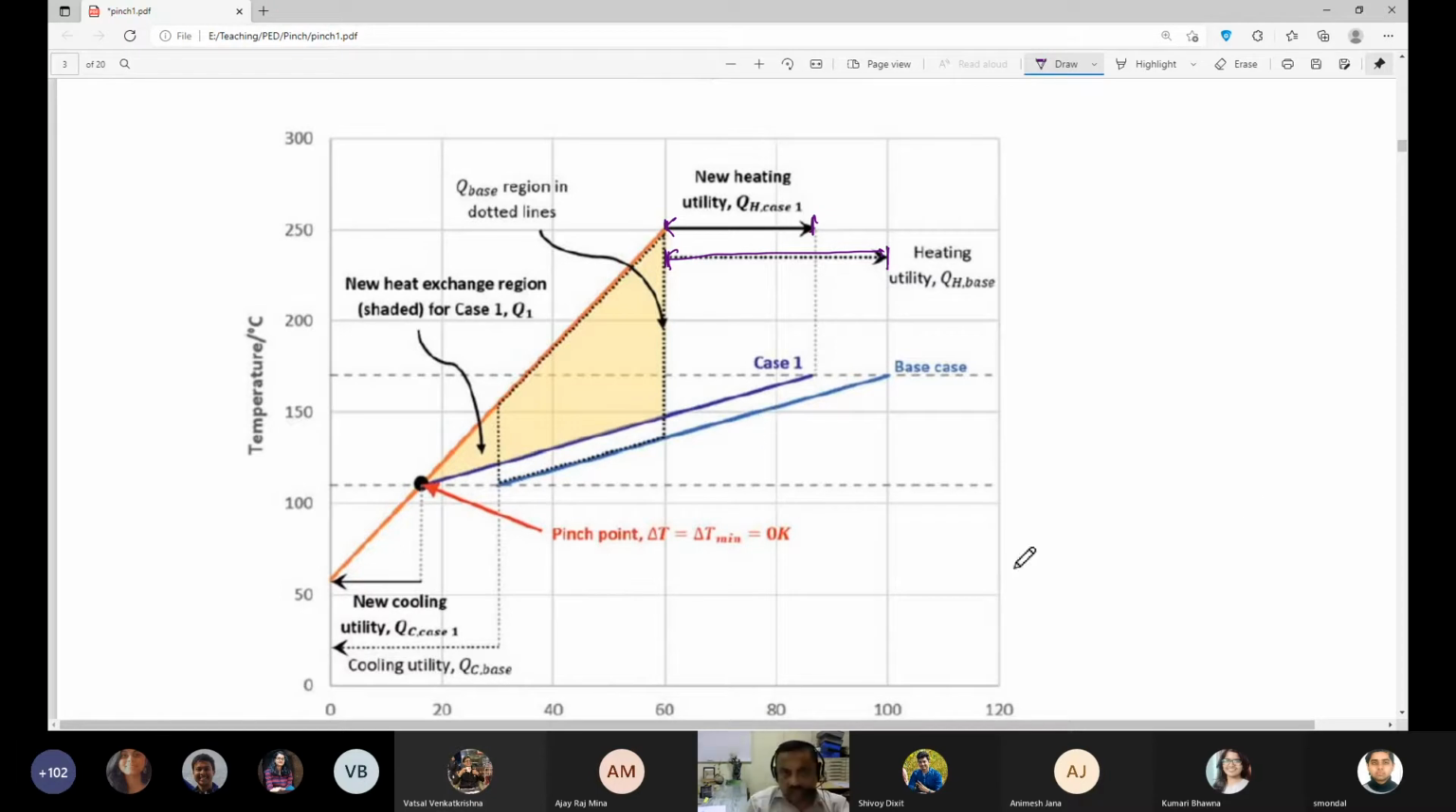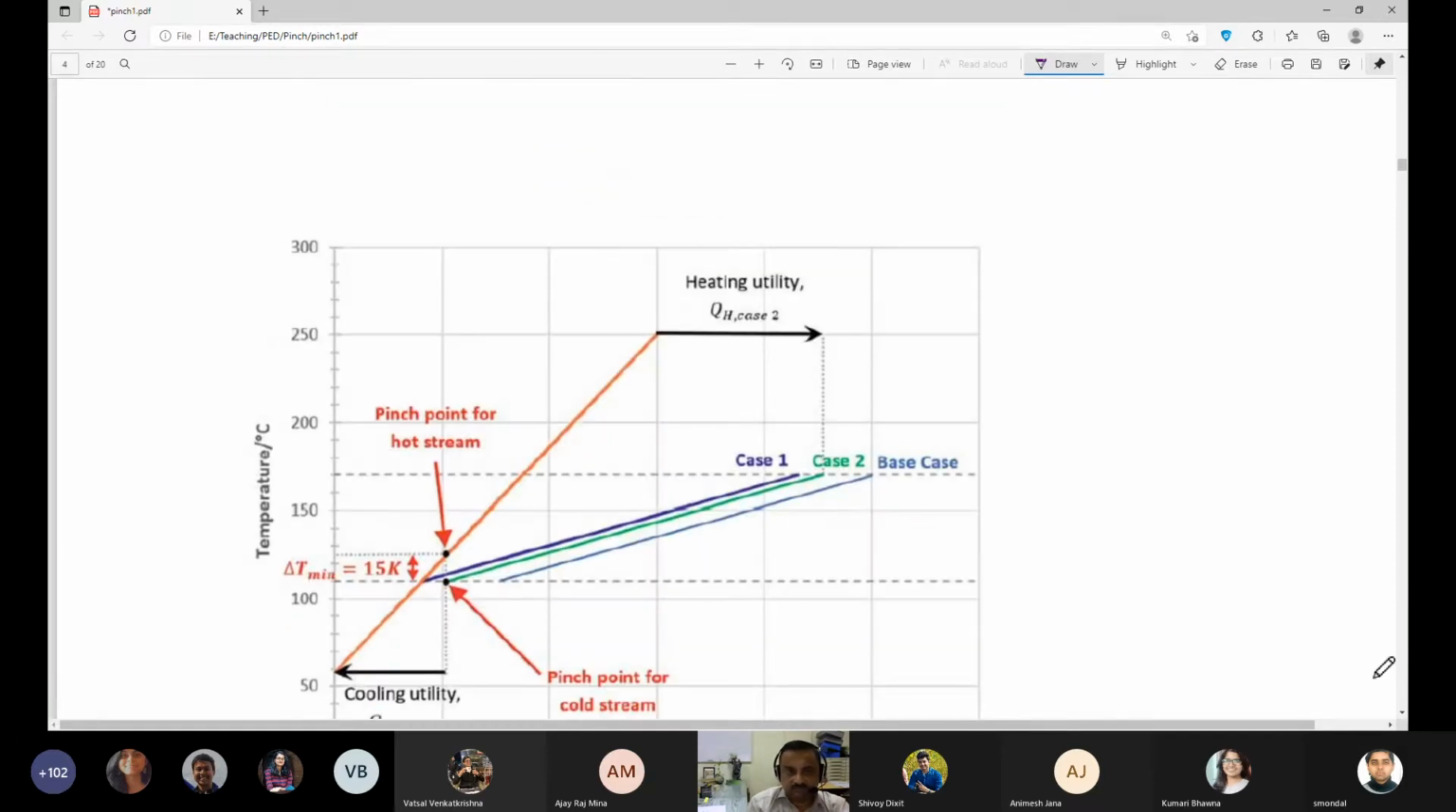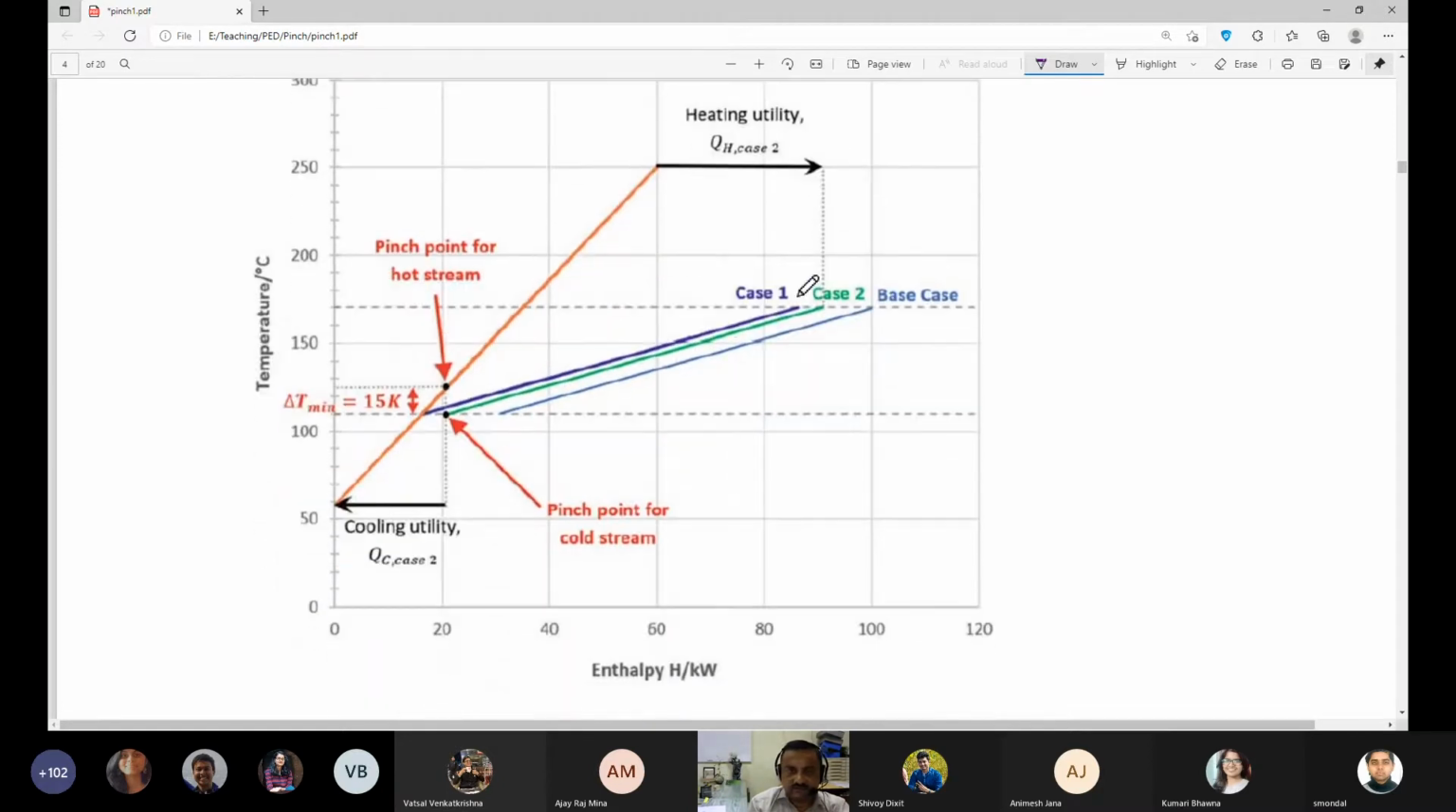Now this is the pinch point, because here this is the limit. You cannot go beyond this, because always the hot stream has to be hotter than the cold stream, right? So you cannot shift it beyond this location. So now you can work with somewhere in between. Case 1 is an extreme, theoretical case where you have shifted all the way so delta T is 0. This is the base case. You must settle somewhere in between.